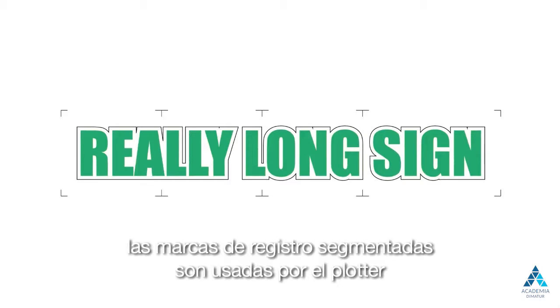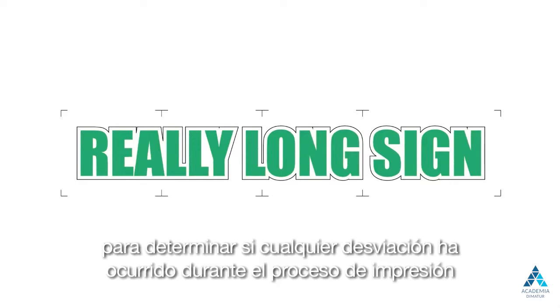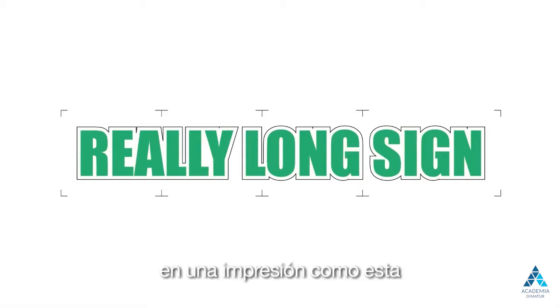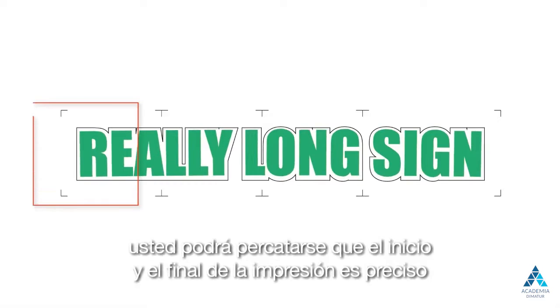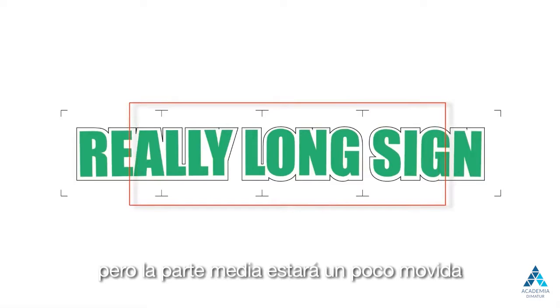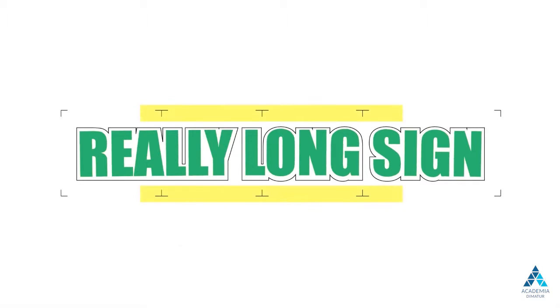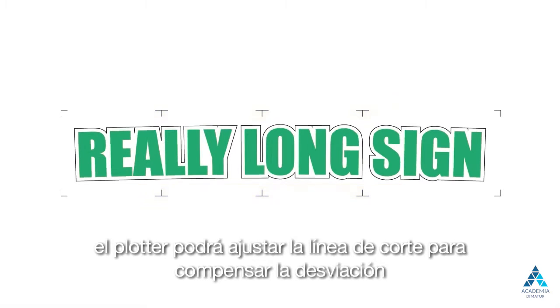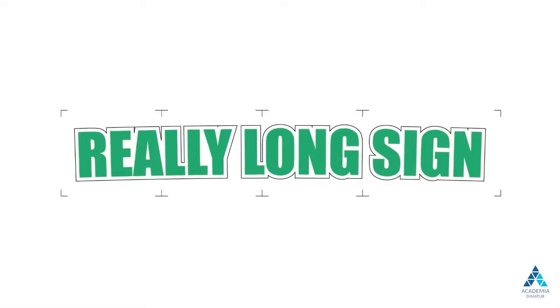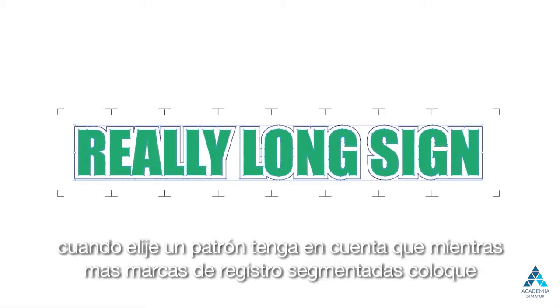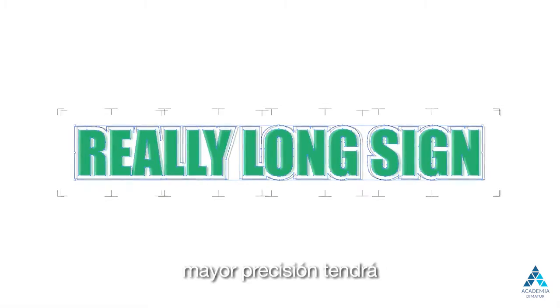Segmented registration marks are used by the cutter to determine if any bowing has occurred during the printing process. In a print like this, if only the four corners were scanned for, you might find that the beginning and the end of the printed image are cut accurately, but the midsection would be a little off. On the other hand, when reading these registration marks, the cutter can adjust the cut line to compensate for the shifting. When choosing a pattern, keep in mind that more segmented registration marks ensure better accuracy.